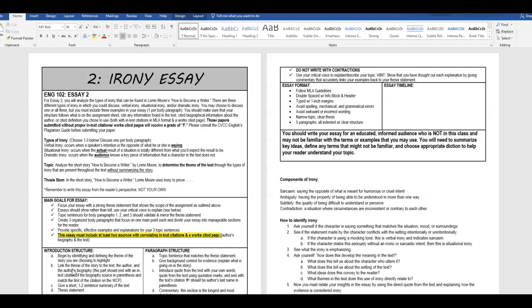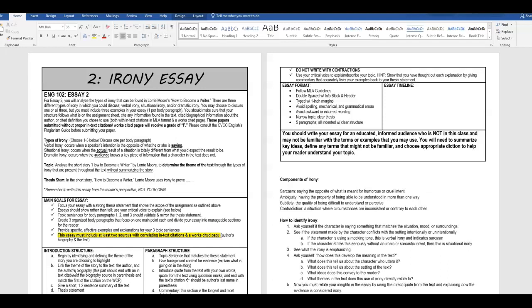If you choose verbal irony, which you're going to use one per body paragraph, your example should come from dialogue. Situational irony occurs when the actual result of a situation is totally different from what you'd expect the result to be. So when you're picking your situational irony example, it should be an event that happens in the story.